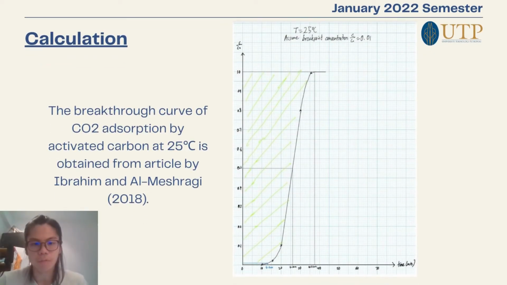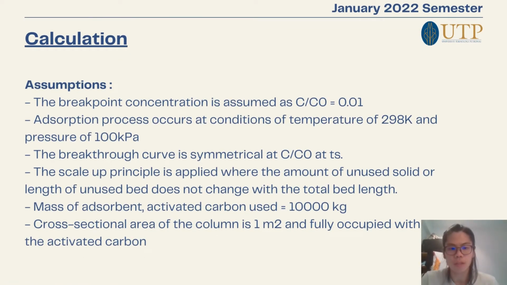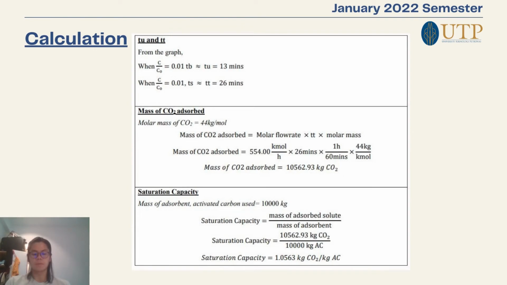I plotted the breakthrough curve of CO2 absorption by activated carbon at 35 degrees by referring to an online article. The TB, TT, and TD were plotted out. The assumptions for our calculation are also listed as below. First, TU and TT were obtained from the graph.